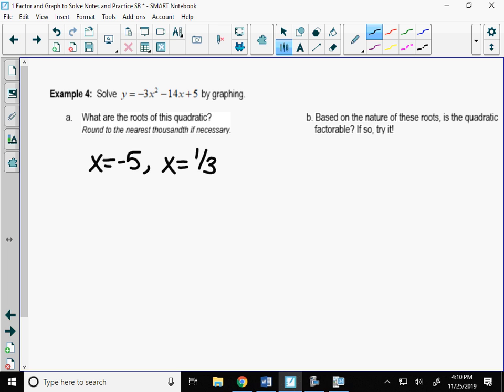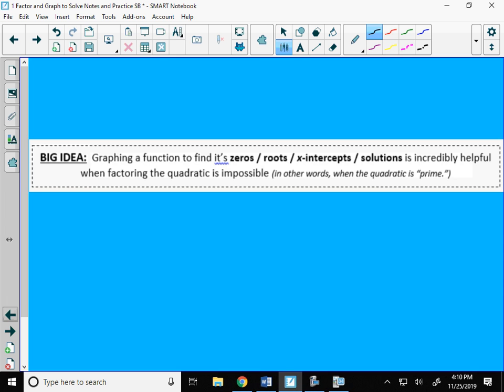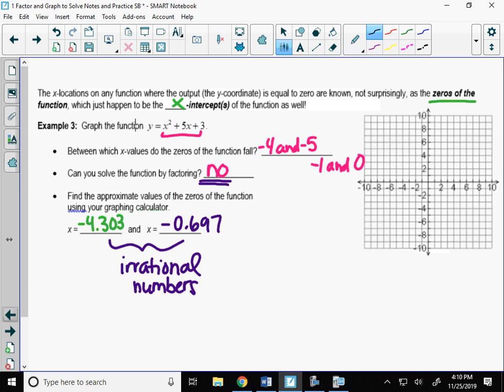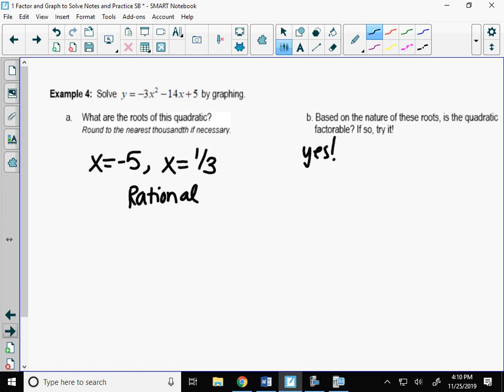as a rational number. So here, based on the nature of those roots being rational, could you factor this quadratic? Well, theoretically, yes. I just said up above that if these were irrational, I can't factor. So if they're rational roots, I should be able to factor. So let's see how that would work. Let's see if we can factor negative 3x squared minus 14x plus 5.